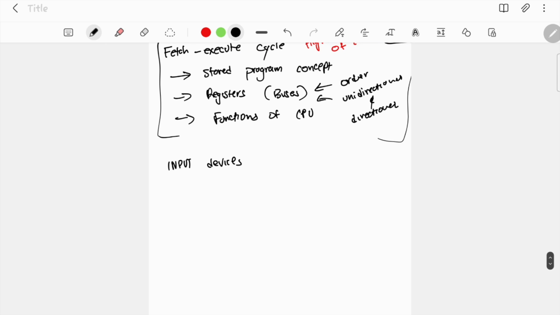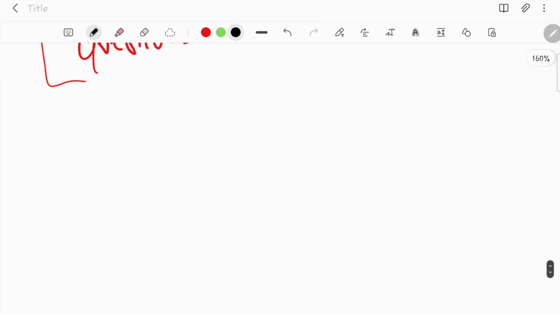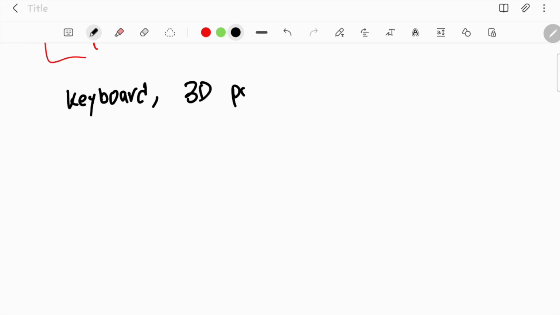Now, input devices. I want you to cram the mark schemes for the describe input device questions. So where it says describe the role of a 3D printer, I want you to cram the mark schemes of previous past papers. It's always usually the same. So look at the different stuff. Now in these input devices, we have keyboard. Understand how a keyboard works, how a 3D printer works, how a QR scanner works. Okay, then we have the stuff like that.